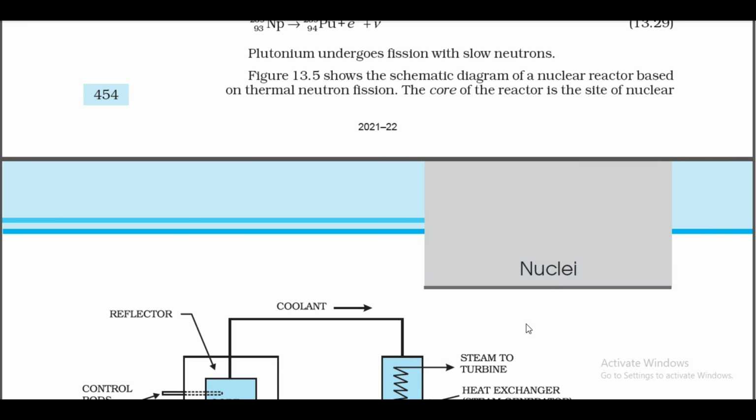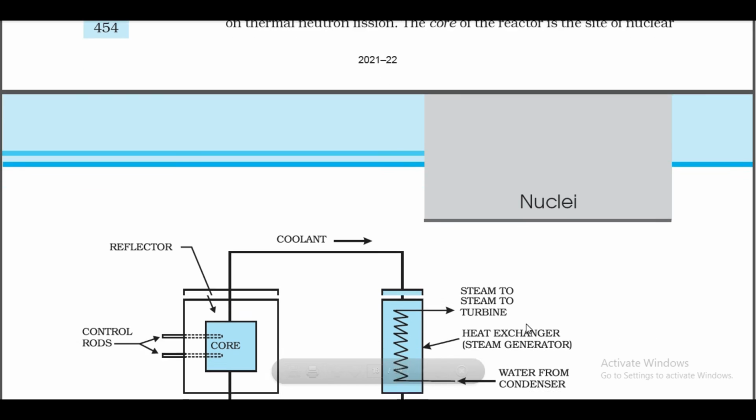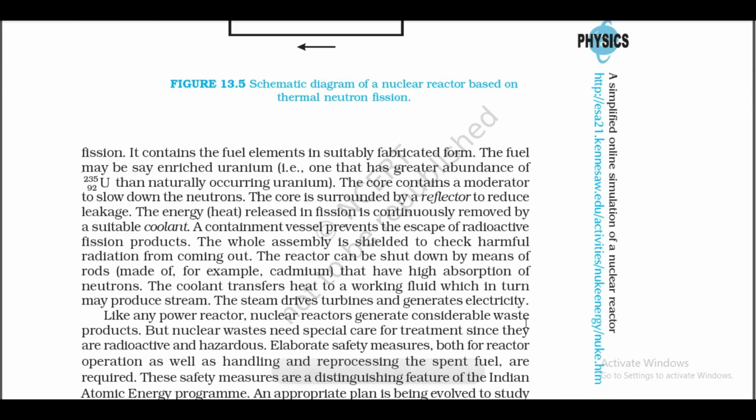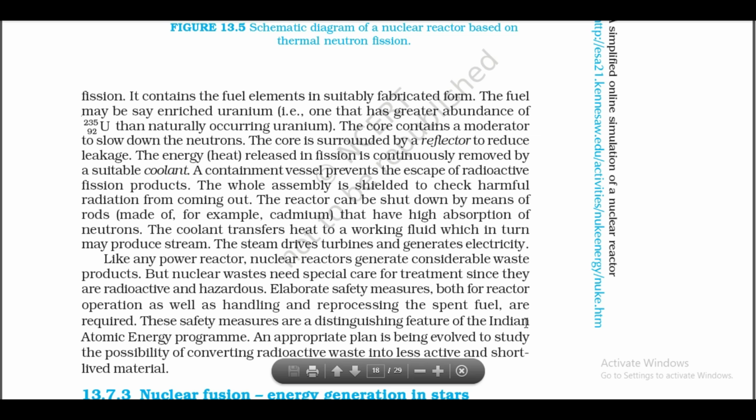Figure 13.5 shows the schematic diagram of a nuclear reactor based on thermal neutron fission. The core of the reactor is the site of nuclear fission. It contains the fuel elements in suitably fabricated form. The fuel may be, say, enriched uranium, that is, one that has greater abundance of 92U235 than naturally occurring uranium. The core contains a moderator to slow down the neutrons. The core is surrounded by a reflector to reduce leakage. The energy (heat) released in fission is continuously removed by a suitable coolant.